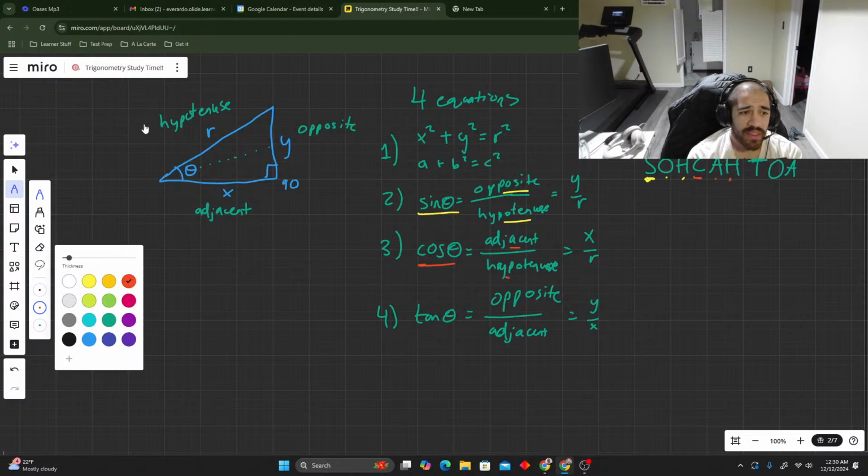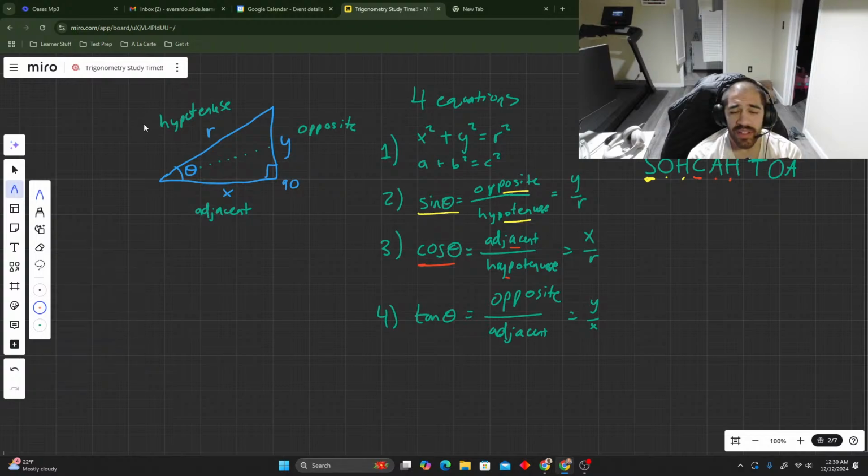Then next we have tangent. This is the TOA. Remember the TOA. I got my little toe right here. That's opposite over adjacent. You hear people saying this. You're gonna hear your teacher saying this. SOHCAHTOA. This is to remember this, so you don't forget it.